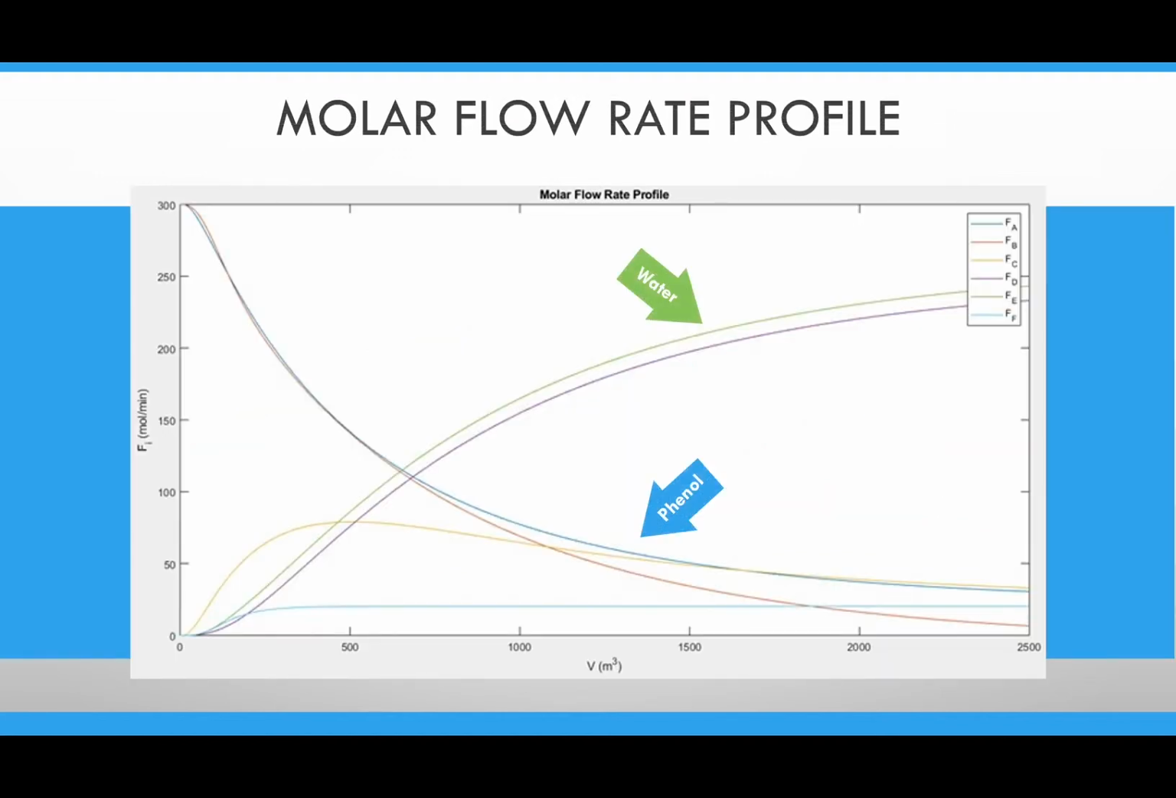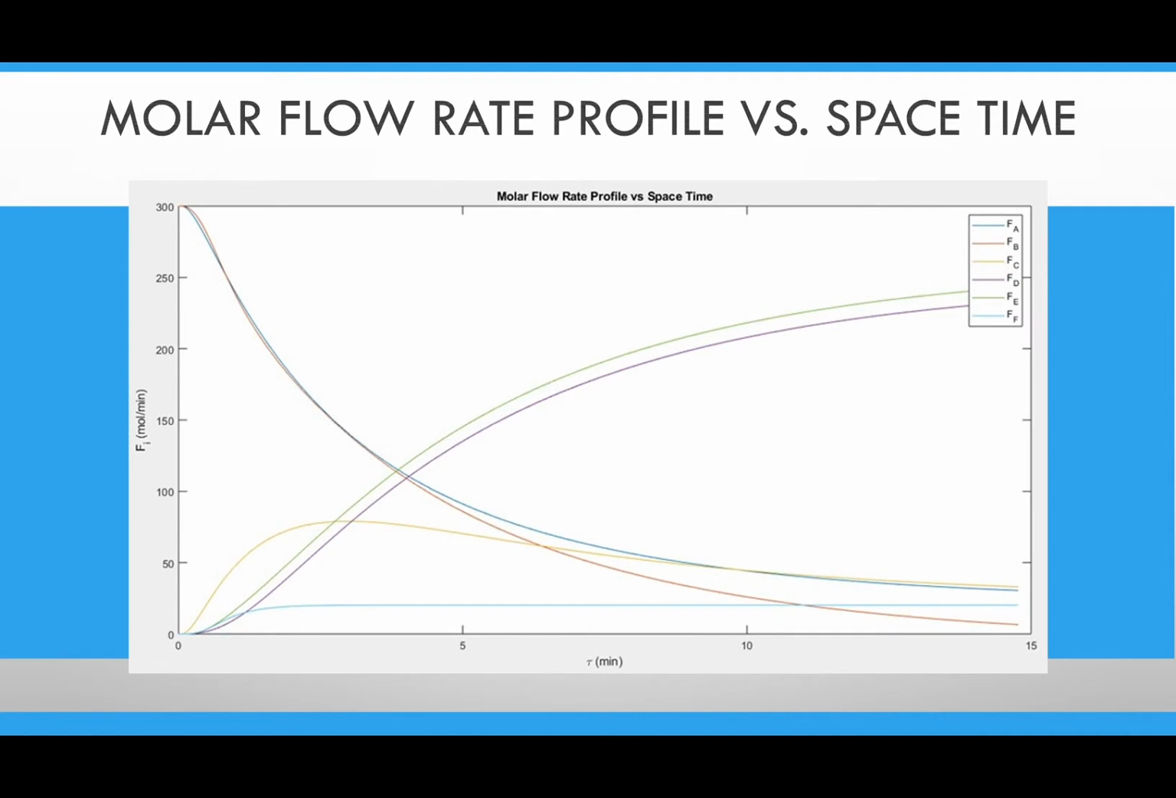This statement is supported by the graph we collected from the molar flow rate profile. The flow rate for the water is increasing and the flow rate for phenol is reduced as the volume increases. Now, there is the molar flow rate profile compared to the change of time. Again, the same effect is shown in this graph. Water is constantly produced until tau is equal to 15 minutes. Additionally, phenol and oxygen are almost totally consumed by the end of the reaction.